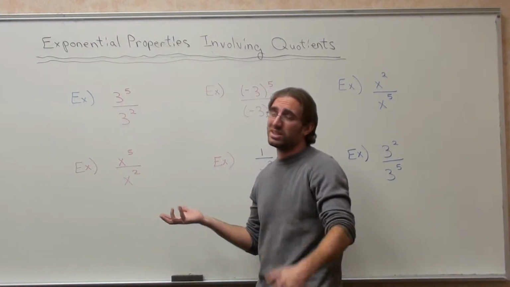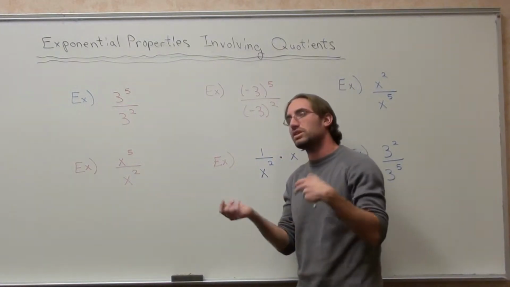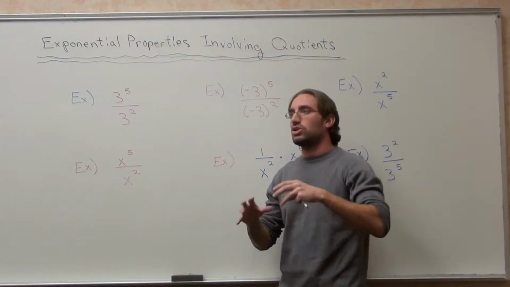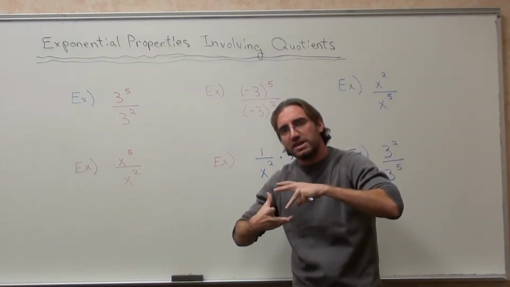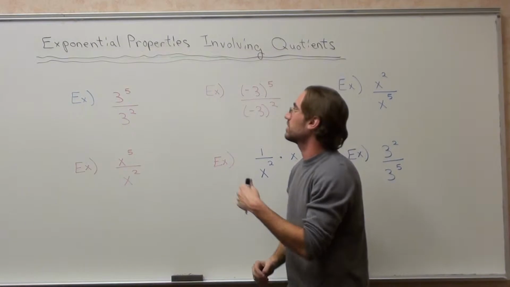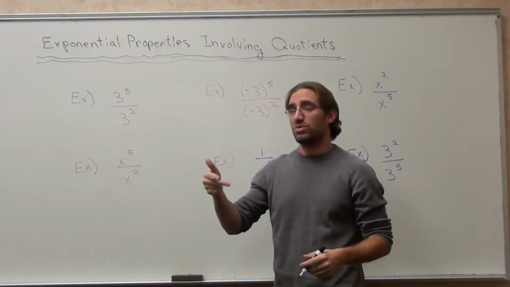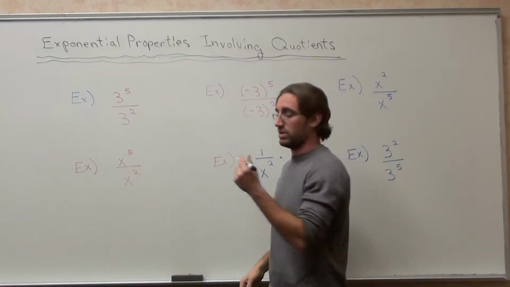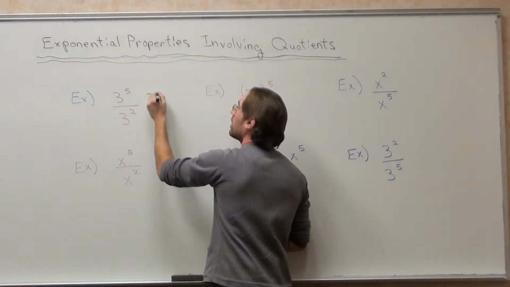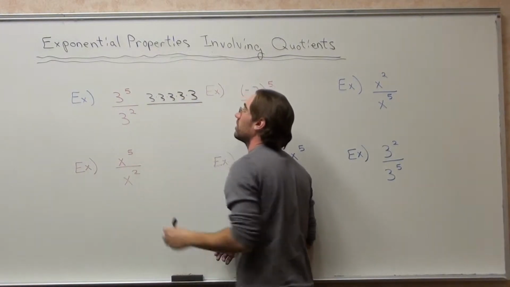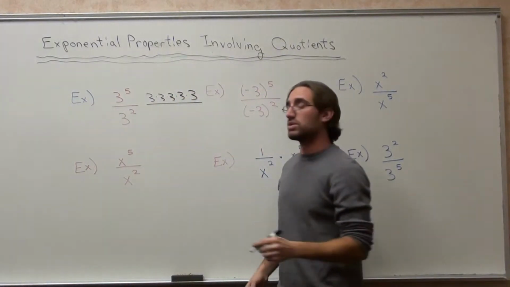Students get a little intimidated when they see it at first, but as long as you keep things in perspective, it's not so bad. So I want to show you how it works theoretically, and then just show you the property afterwards. So for my first one, I've got 3 to the 5th, which is 3 times 3 times 3 times 3 times 3. That's 5 times. Over 3 to the 2nd, which is 3 times 3.